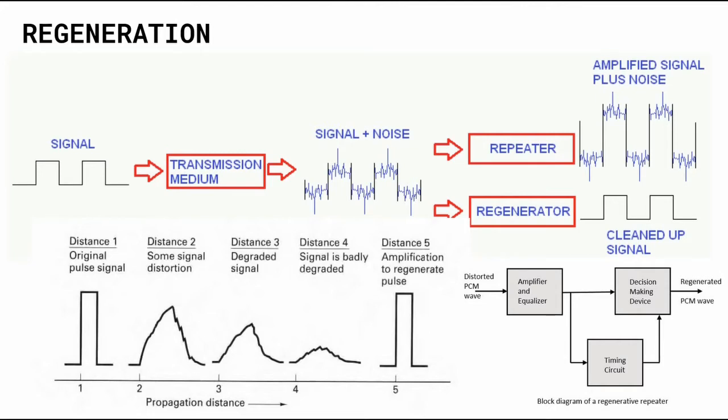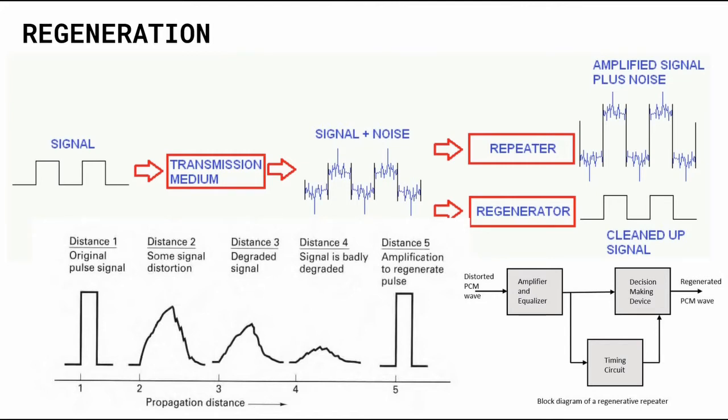Regenerative repeaters consist of three blocks: amplifier and equalizer, a timing circuit, and a decision making device. The function of the amplifier is to shape the received pulses and compensate the effects of amplitude and phase distortion. The output of the amplifier is also given to a timing circuit which produces a train of pulses known as a sampling waveform. Using the sampling waveform, the output of the amplifier is sampled at different sampling instants.